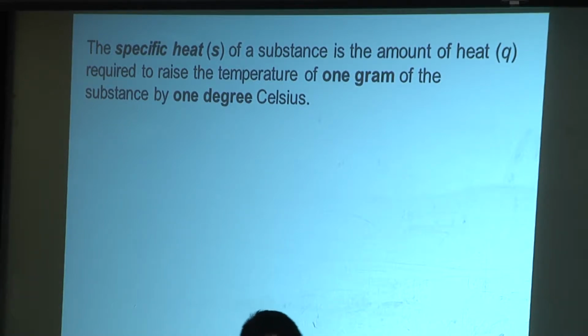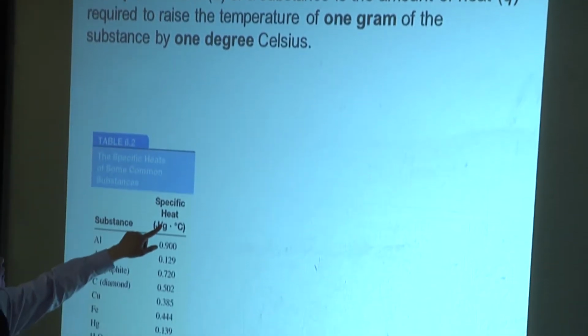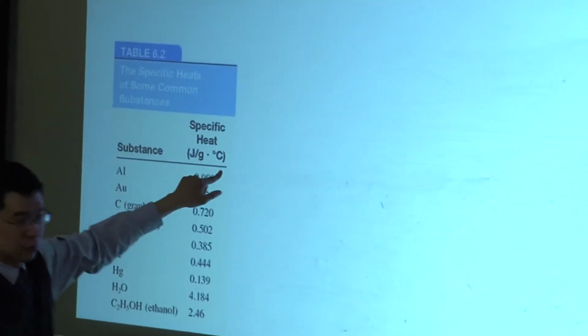So the specific heat is the amount of heat that raises the temperature of 1 gram of a substance by 1 degree Celsius. And so, you know, your book has a table of different specific heats, right? The unit on specific heat is joules per gram degree Celsius. So joules is in the numerator, and both grams and degrees Celsius are in the denominator, right? Because it's the amount of heat in joules divided by 1 gram, grams, and 1 degree Celsius, degrees Celsius.